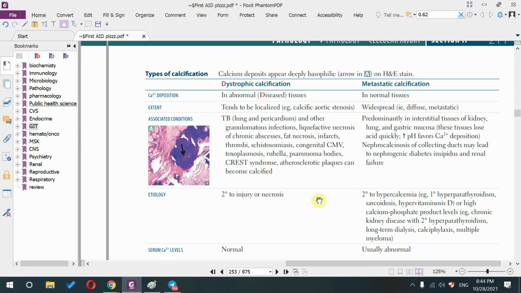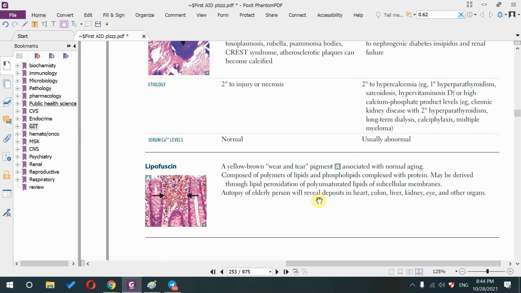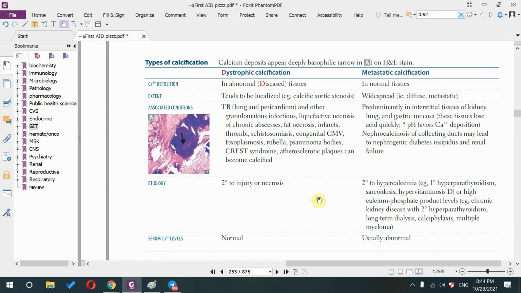Lastly, here we have atherosclerotic plaque, which can become calcified. So if you have atherosclerosis in your heart, the plaque itself can become calcified and create a cap on it. So the etiologies of dystrophic calcification can be secondary to injury or necrosis. You need an initial trauma for it to happen. Keep in mind that the calcium level will be normal. Now we contrast that with metastatic calcification.